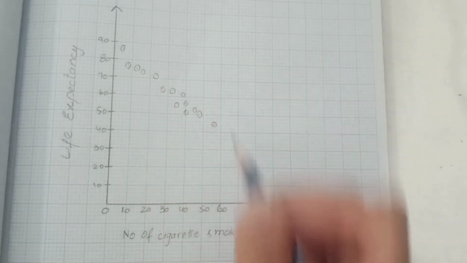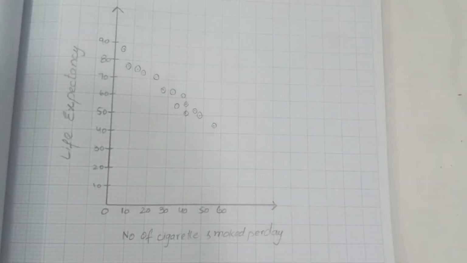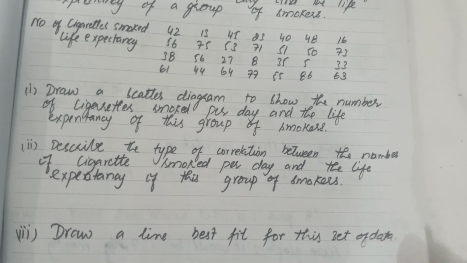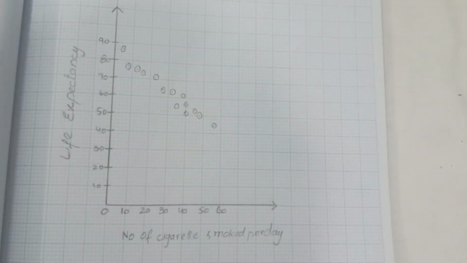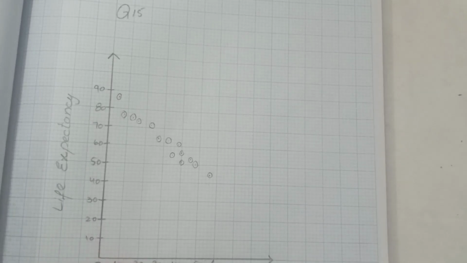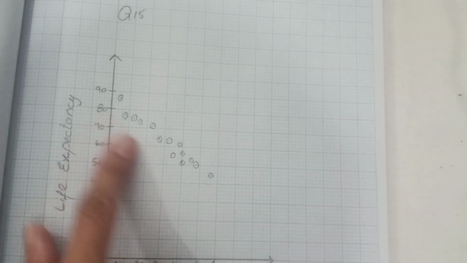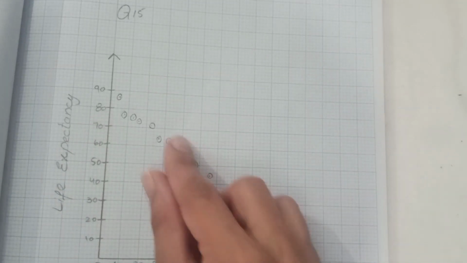63 in the middle. Now, so this is a scatter diagram which we draw, and in the second part describe the type of correlation between the number of cigarettes smoked per day and the life expectancy of the group of smokers. We have to tell the correlation in this. If we observe this diagram, this is the negative correlation because this is falling, and this is strong negative correlation because the points are very close to one another.